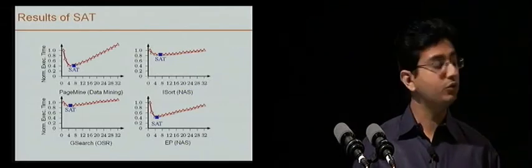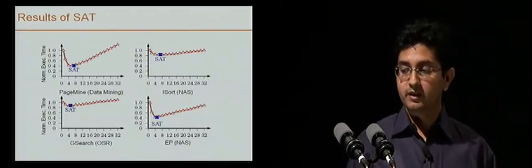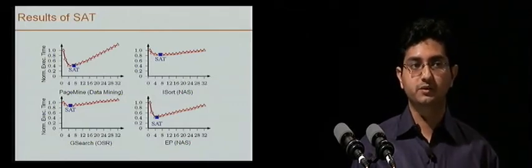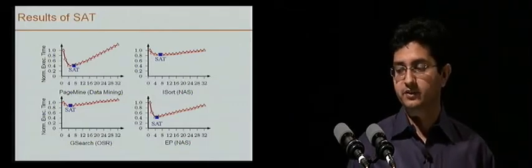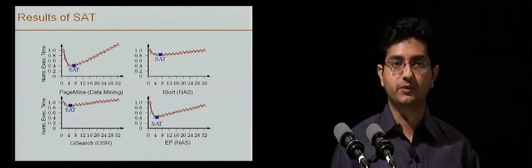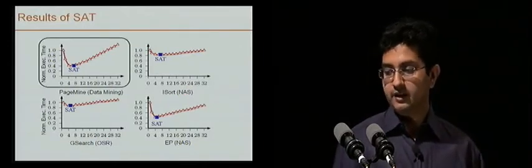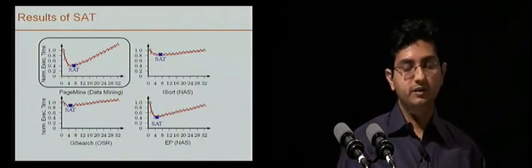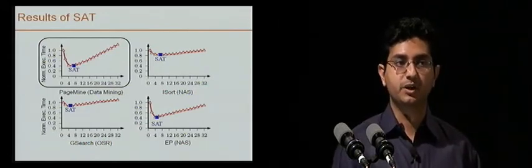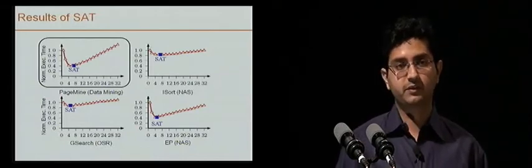Here we show the execution time of 4 synchronization limited workloads. The y-axis is the normalized execution time with respect to one thread, and the x-axis is the number of threads. In each case, the blue dot represents the number of threads chosen by SAT. In case of PageMine, performance decreases until 4 threads and begins to increase beyond 6 threads. SAT shows 7 threads, which is close.